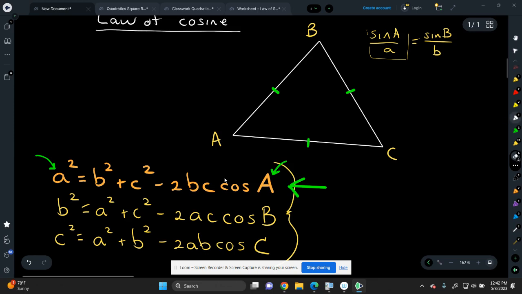Remember from geometry, we can have similar triangles with different length sides, but the same angles, right? So I can use the law of cosine here to find an angle. I can also solve for a side. So we can use the law of cosine for side, side, side triangles. We can also use the law of cosine for side, angle, side triangles.